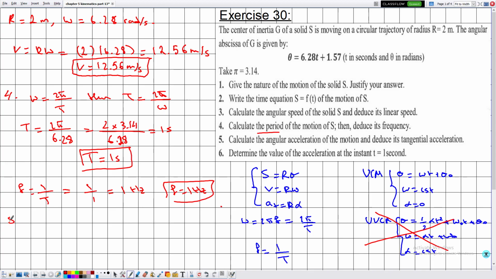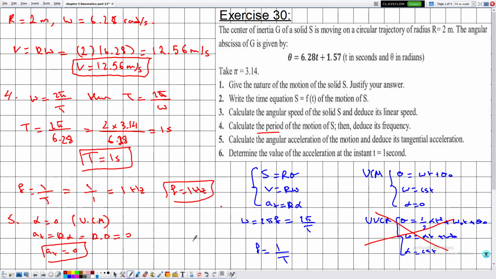Now in part 5, they are telling me calculate the angular acceleration. So simply alpha is equal to 0 and the reason is given by UCM. Then deduce the tangential acceleration. We know that the tangential acceleration is equal to r multiplied by alpha. So r multiplied by 0 is equal to 0. Then a tangential is equal to 0.